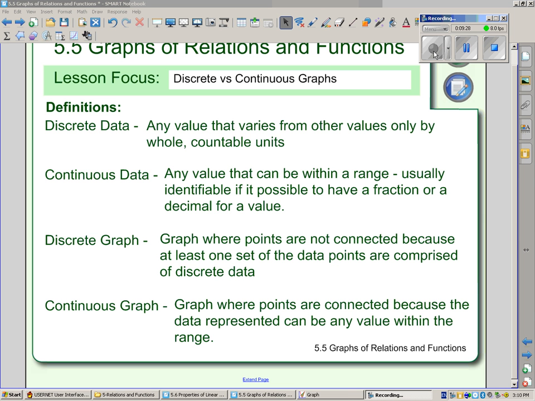Okay, back on track. Continuous graph, my points are connected because the data that's represented between the range has meaning. So a lot of the times I might have time as my independent variable. And I may only be checking the time in my science experiment every 2 minutes. But at 1 minute, something's still happening. So I might connect that information with a line. So it's kind of not so firm until we look at some examples.